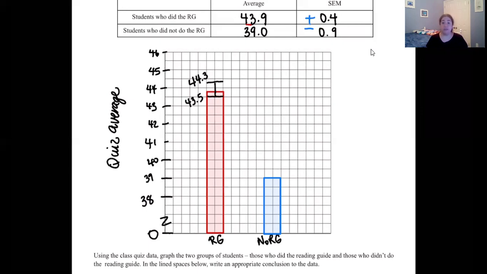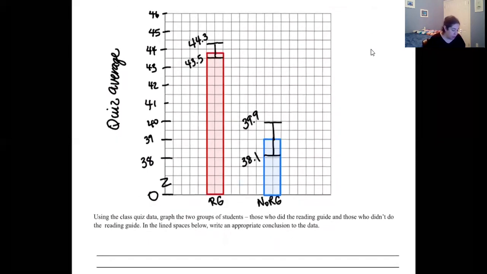Now, students who didn't do the reading guide, let's figure out what they were at. So to get the top of that bar, I'm going to go from 39 plus 0.9, and that comes out to 39.9, so that's going to be really close to the 40 mark. So this is 39.9. And now to get the bottom of that value, I'm going to take 39 minus 0.9, and I get 38.1. That's going to be about down to here. 38.1. Okay, so now I've got my data represented. I drew the bar graphs, I drew my averages, and I included the SEM.